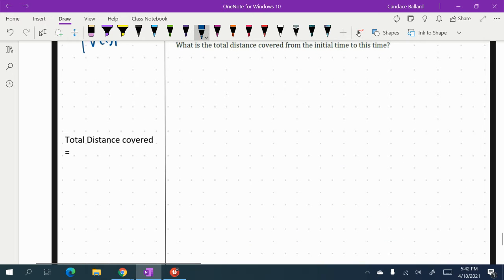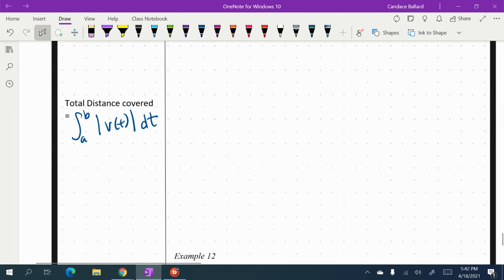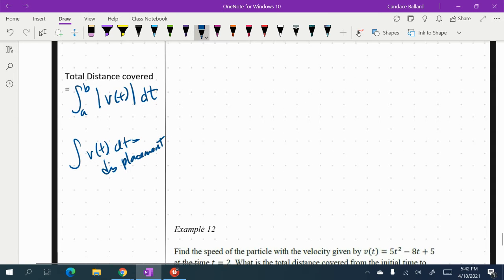The total distance of the particle is the integral from A to B, whatever that is, of the absolute value of the velocity of the particle. So let's talk a second about that. If I am just going to integrate without the absolute value, that's going to give me what we call displacement. But with the absolute value is going to give me the total distance covered.